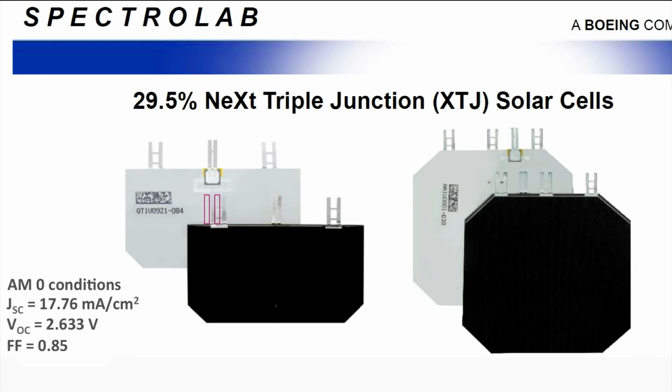This means that this triple junction of Spectrolab has an impressive average EQE of 86%. Having a fill factor of 85%, this cell has a 29.5% conversion efficiency for AM0 space conditions.